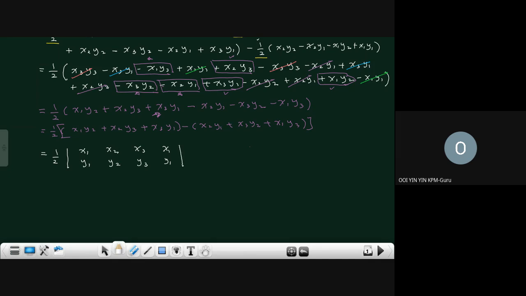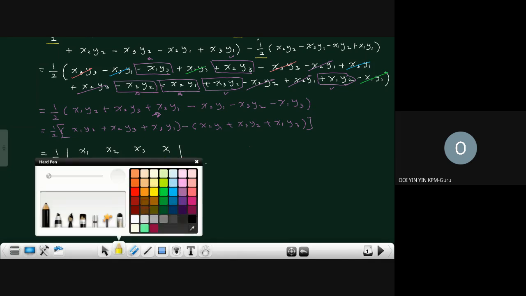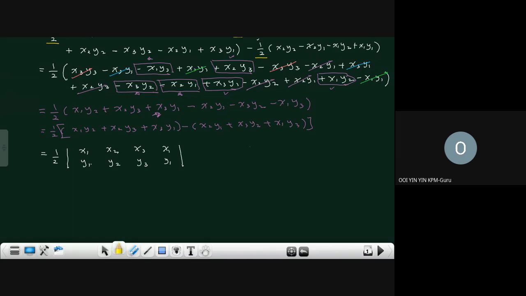Why do I do this? First, I arrange my coordinates with X on the upper side and Y on the lower side. Then if I multiply X1 with Y2 like this, I get this first term. When I multiply X2 with Y3, I get the second term. If I multiply X3 with Y1, I get the third term. All these three you can get by multiplying in this way, a bit crosswise.